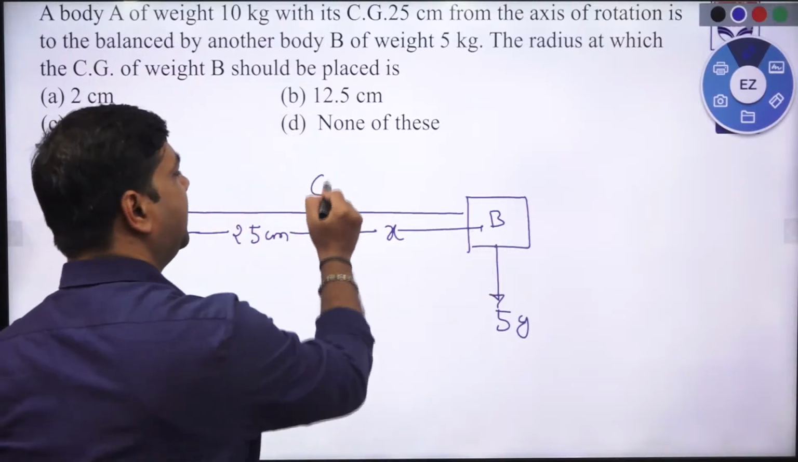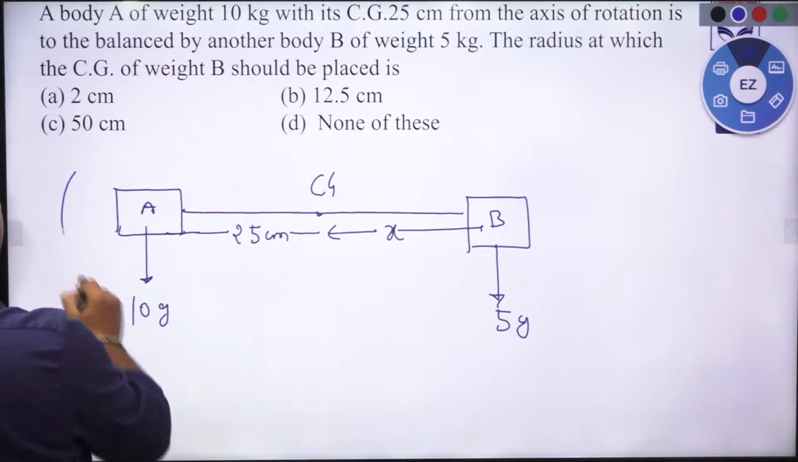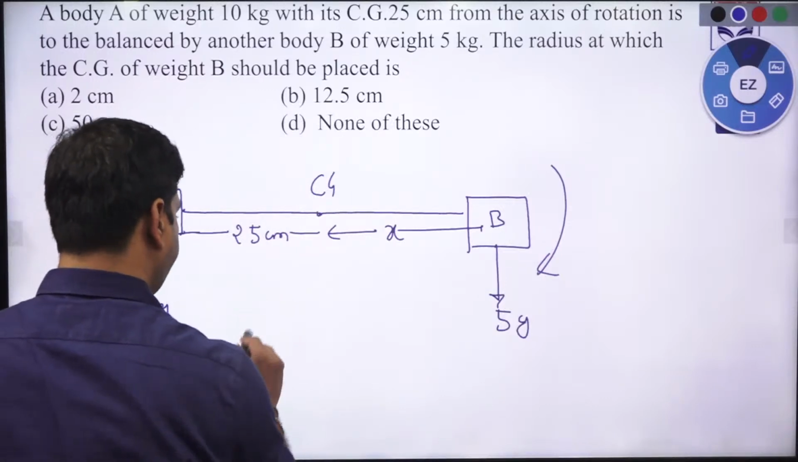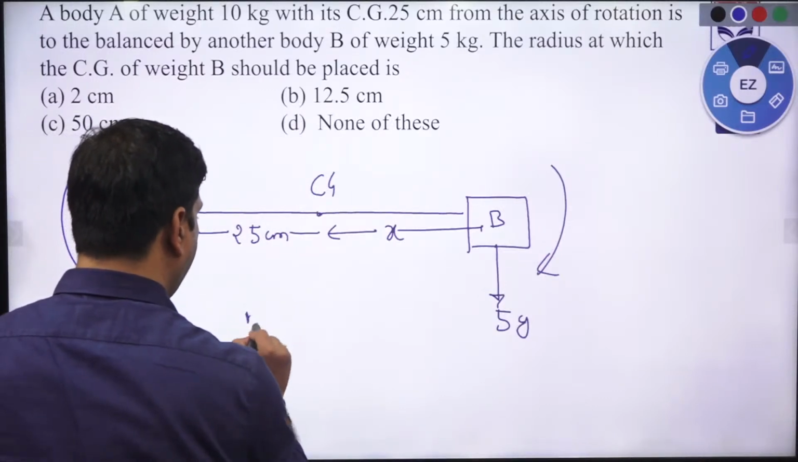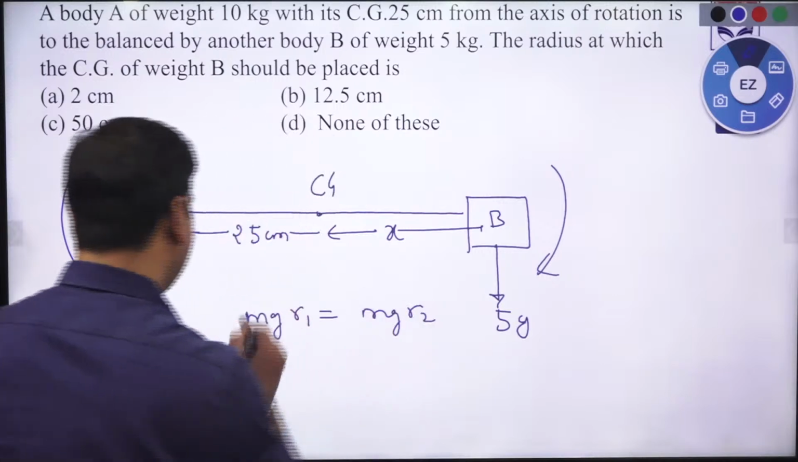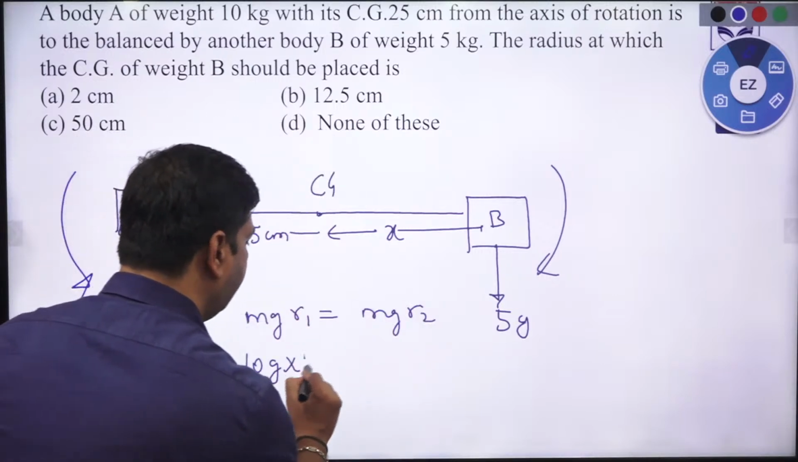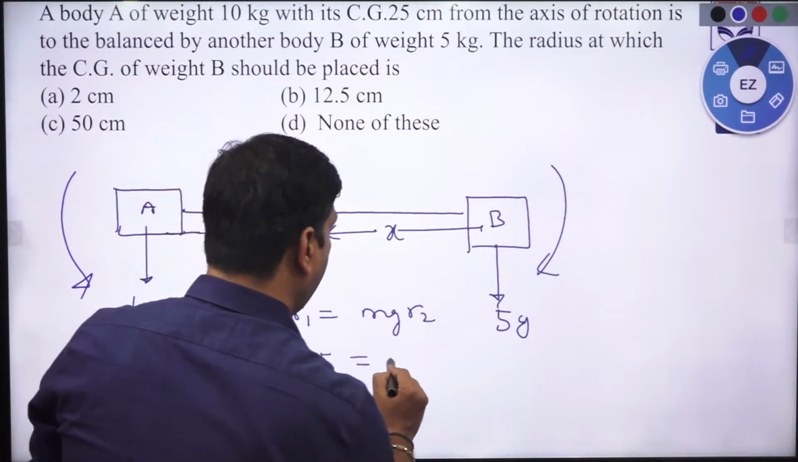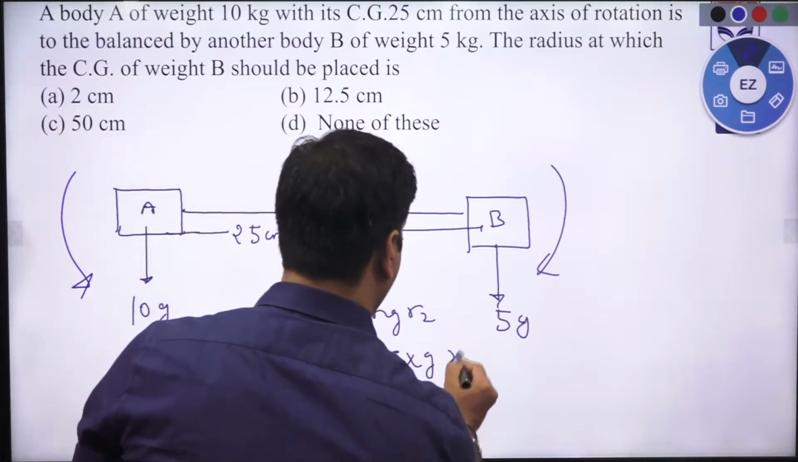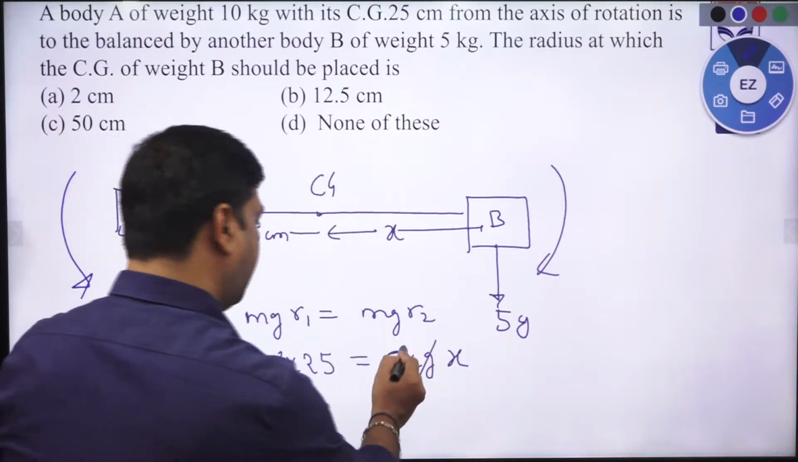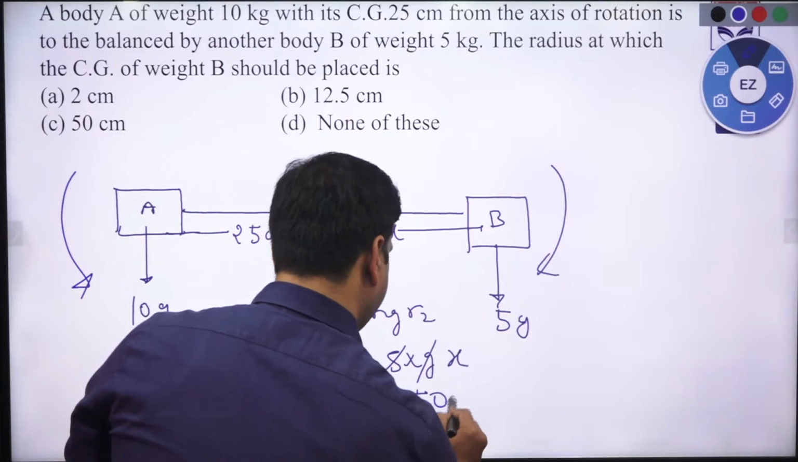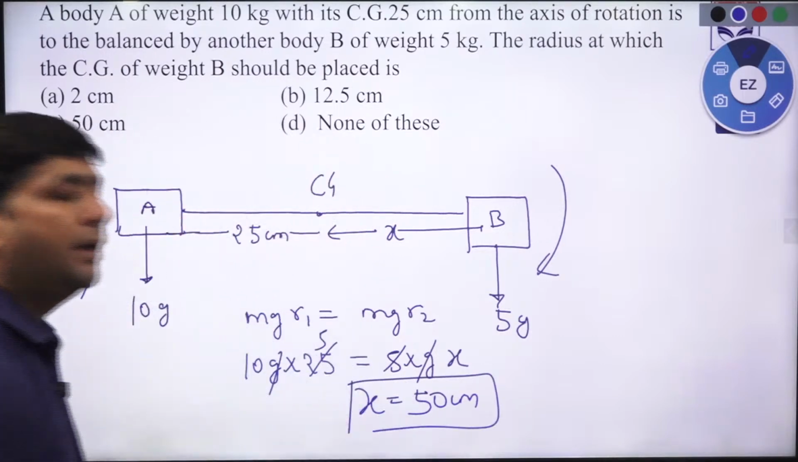So if I take the moment about G, this is going to be a movement like this, and this is going to be a movement like this. So we can write that mg into r1 equals mg into r2. So here, 10g into r1, whose value is 25, equals 5 into g into r2, whose value is x centimeter. So g cancels g, and 5 cancels, and x is 50 centimeter. So the value of x came out to be 50 centimeter.